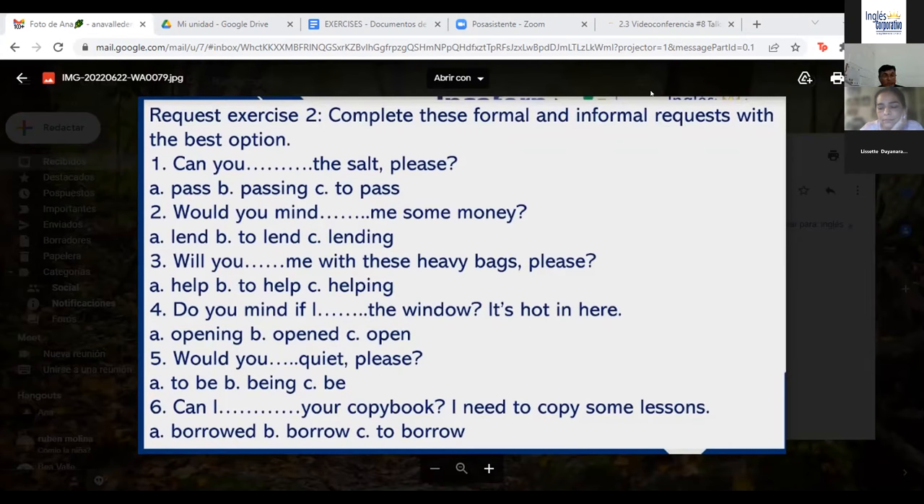Can you pass me the salt? You pass the salt, please. You might lend me some money. Would you help with this heavy box, please? Do you mind if I open the window? It's hot in here. Would you be quiet, please? Can I borrow your copybook? I need to copy some lessons.